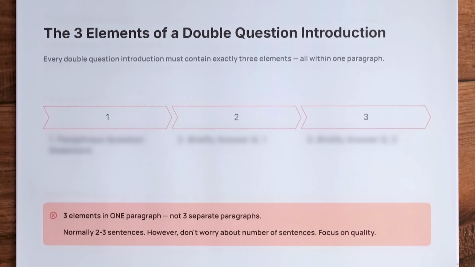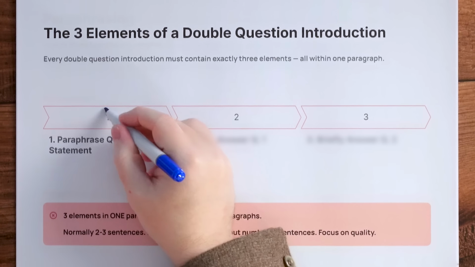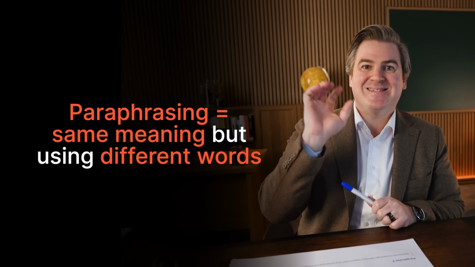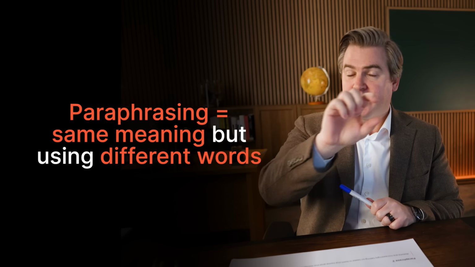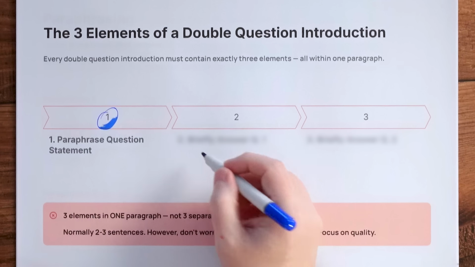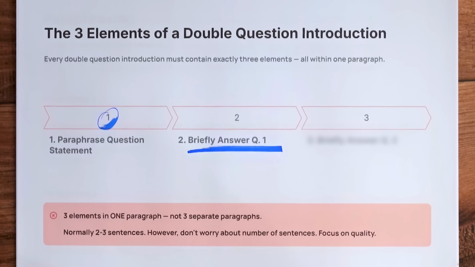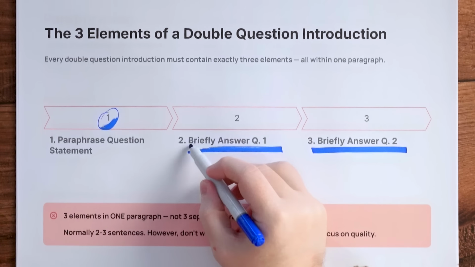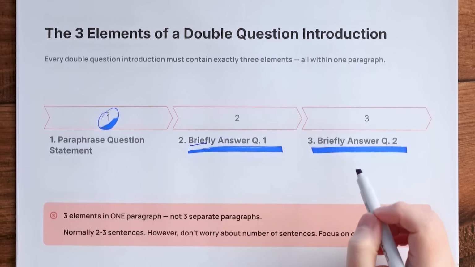So there are 3 parts or 3 elements in an introduction. And again, this is for double questions. So part 1 is your paraphrase. So paraphrasing is just stating something again so that it means the same thing using different words, different language. Then you briefly answer question 1 and you briefly answer question 2. And the key word there is briefly. You're not adding any detail in there. You're just stating, here's what I think about question 1. Here's what I think about question 2.